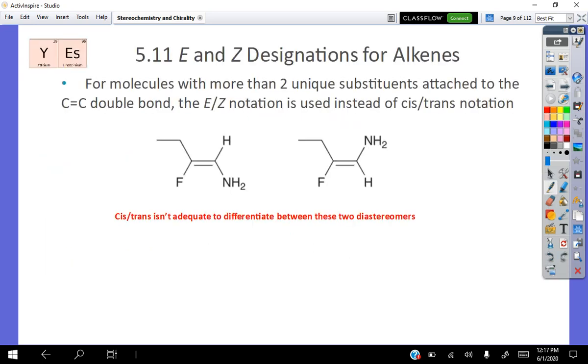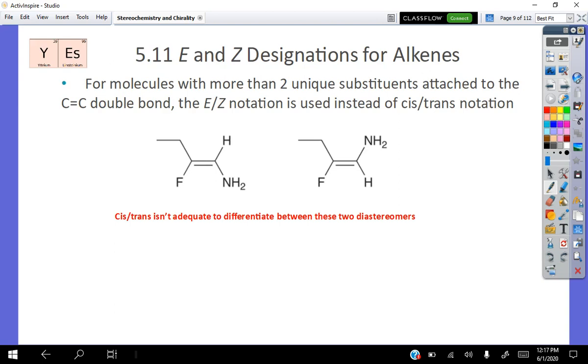Now onto something a little more complicated. When you have more than two unique substituents attached to your CC double bond, the cis-trans notation breaks down and does not work. We have to use a different notation called E and Z.